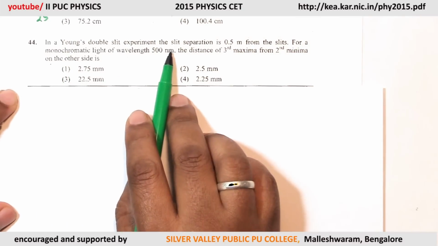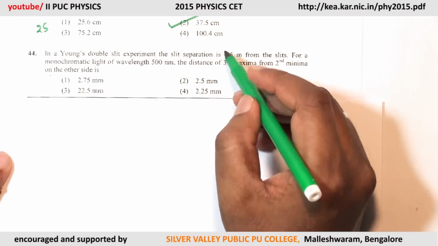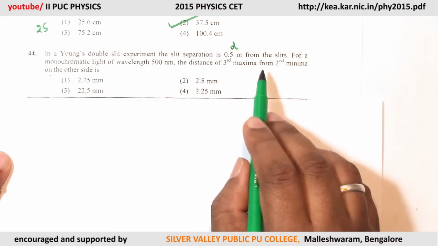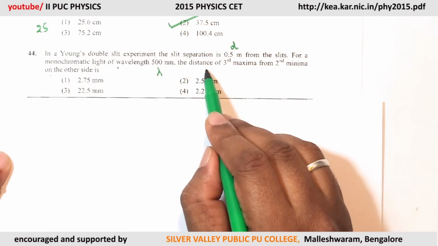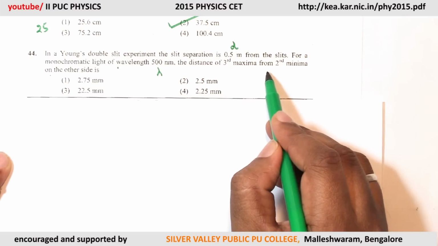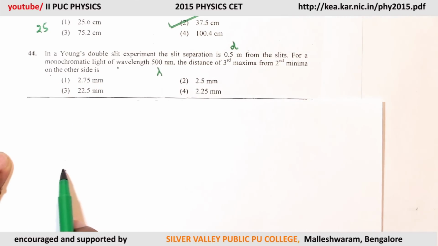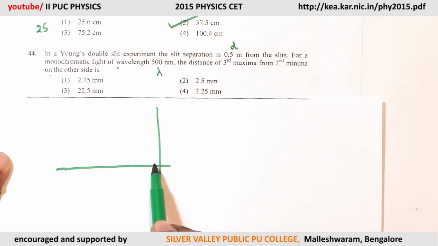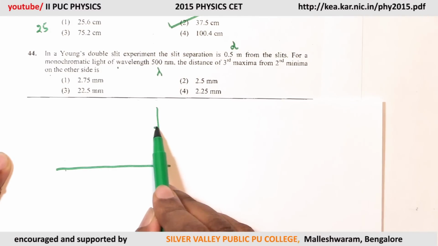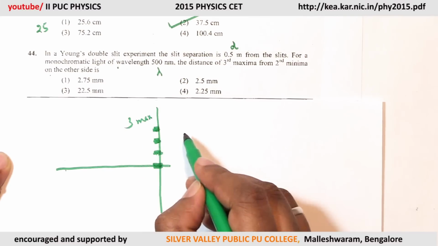In Young's double slit experiment, the slit separation is 0.5 meter. This is small d. For a monochromatic light of wavelength lambda, distance of the third maxima from the second minima on the other side. This is the median, screen, central maximum, first maximum, second maximum, third maximum. So this is the third maximum on one side.